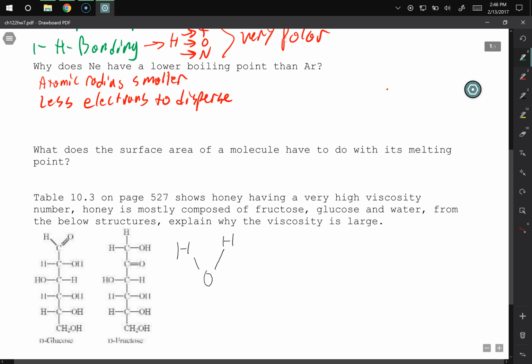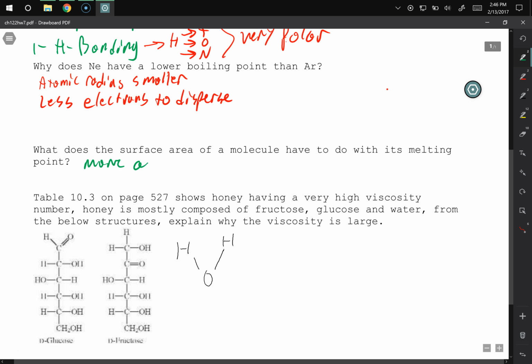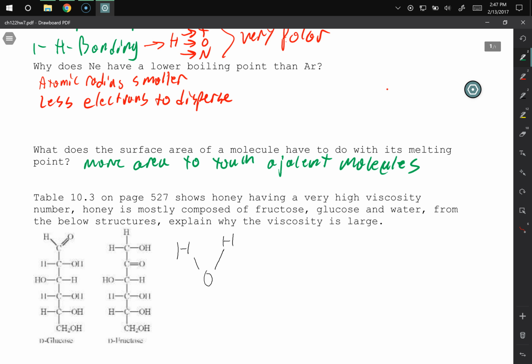What's the surface area of a molecule have to do with its melting point? It's like Velcro. If you have little Velcro, it's easy to pull apart. But if you have lots of Velcro, it's harder to pull apart. Okay, so more area to touch adjacent molecules. So if I'm longer, then I have a large surface area to be touching another molecule. If I'm small, then only a small part of my molecule can touch the adjacent atoms or molecules.